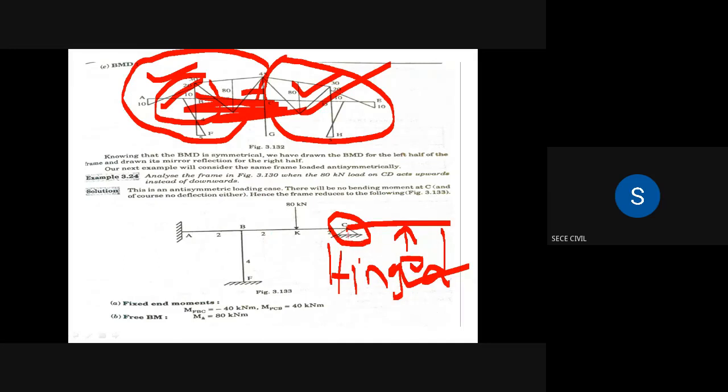So we are choosing this as a hinged one. Okay, so hinged is assumed. We are proceeding with the problem.